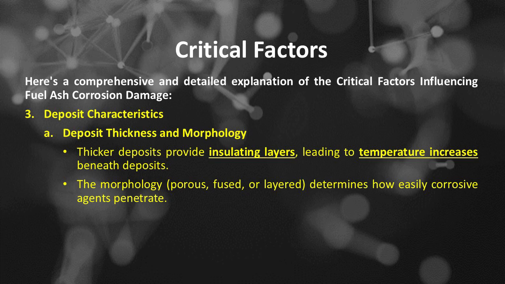Number 3 of critical factors influencing fuel ash corrosion damage is deposit characteristics. Number A: deposit thickness and morphology. Thicker deposits provide insulating layers, leading to temperature increases beneath deposits. The morphology, porous, fused, or layered, determines how easily corrosive agents penetrate.